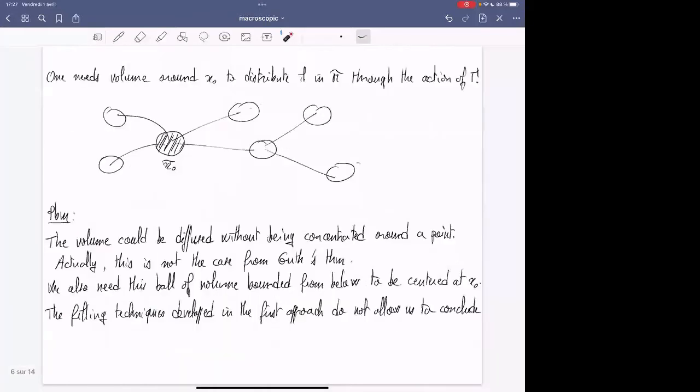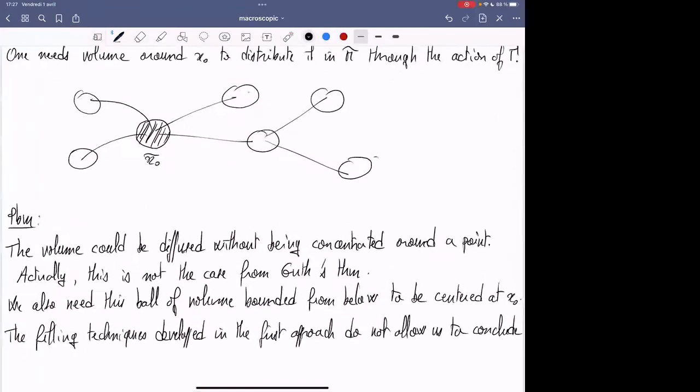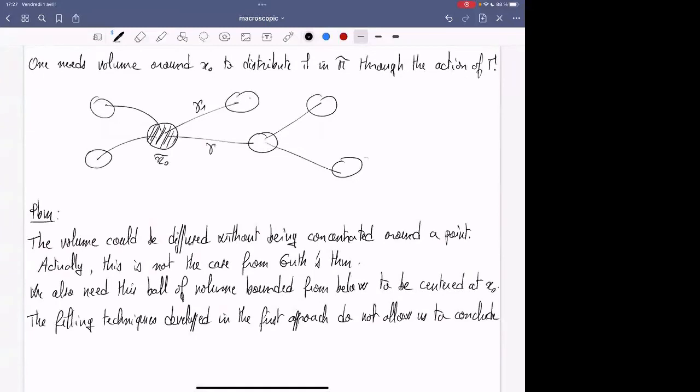So what we'd like is to have some volume around this point and distribute this volume in the universal cover of the manifold. If we have some volume here, then we can distribute it with the action of gamma one and gamma two. And then we can estimate the volume in this ball, because we can count the number of points in the orbit times the volume you have around this point.